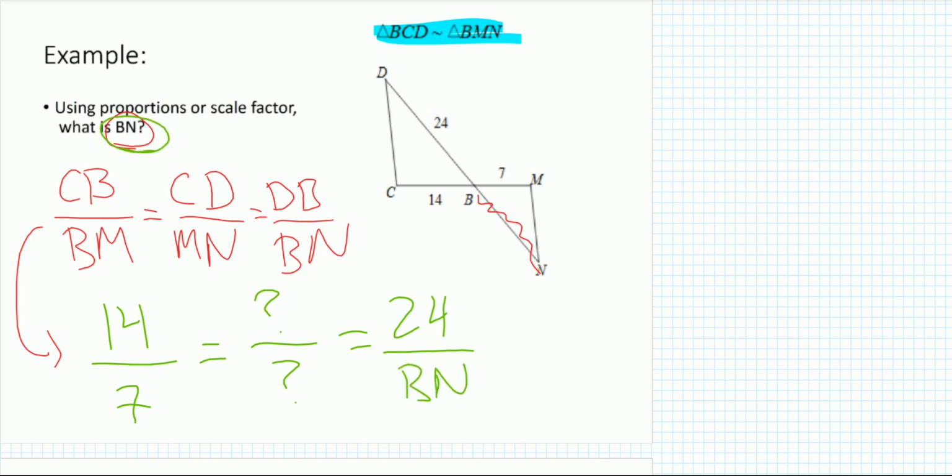If you notice here, I have this middle fraction, which really doesn't help me. So I can just choose to ignore it. I don't really need it.